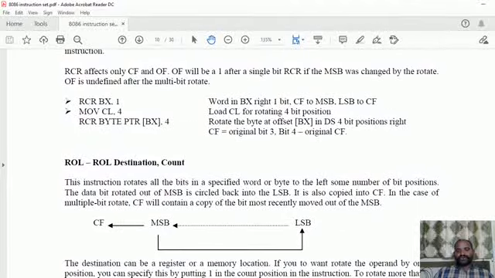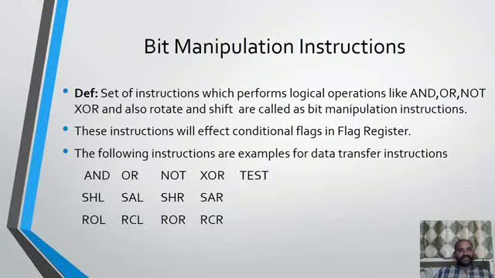Okay, so in short we are having the bit manipulation instructions. Under the bit manipulation instructions, we have seen the logical operations, logical AND, OR, NOT, XOR. Test operation is just like a comparison between the 2 operands, destination and the source. So we will see the CMP instruction. Once we see the CMP, we will come to know that one.